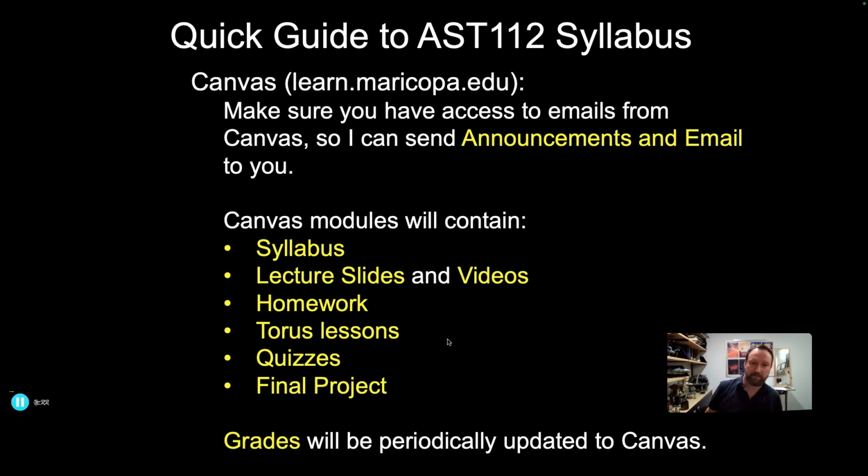So Canvas is basically the one place you need to go to do everything for the class, and then also Canvas has the grade book so that you always know how you're doing in the class. All right, I'll show you what the Canvas page looks like here in just a minute.